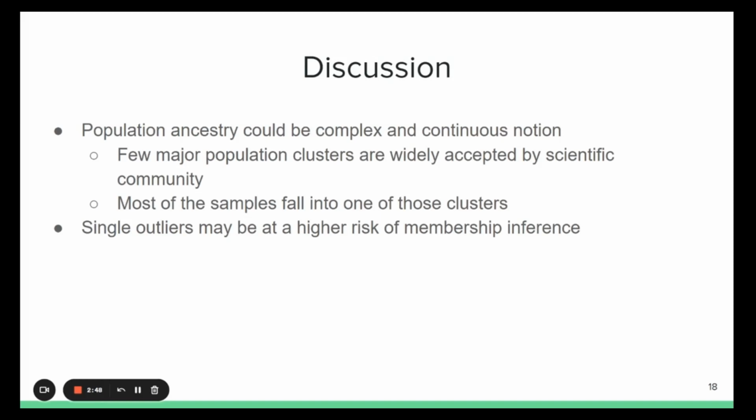A minor limitation of our framework is that a single individual belonging to a population different from all the other ones is at more membership inference risk. A countermeasure to such a scenario would be to greatly increase the amount of added noise, but that would degrade the utility of the proposed scheme. However, such a scenario is very rare, considering 100 or maybe even 1,000 samples that are part of that study.